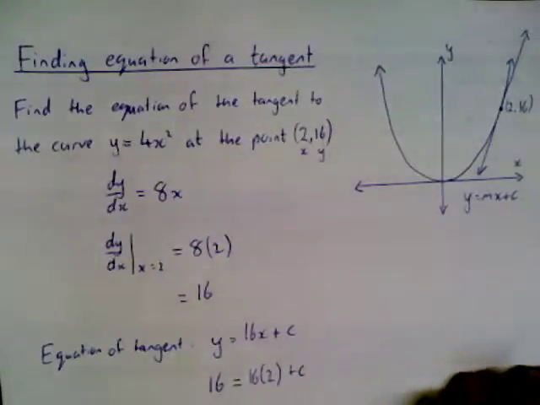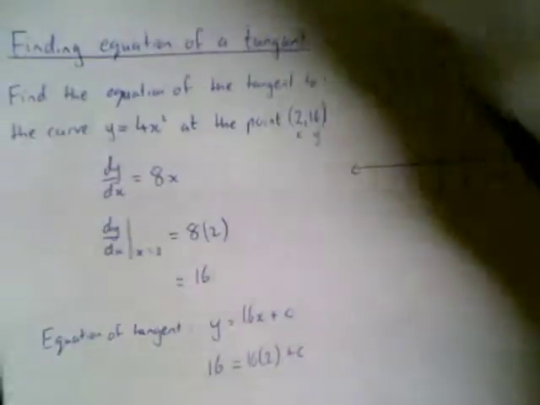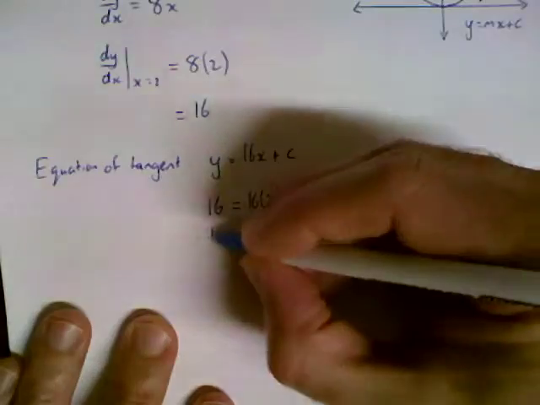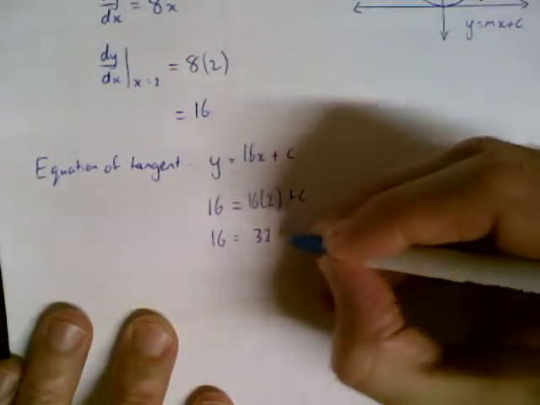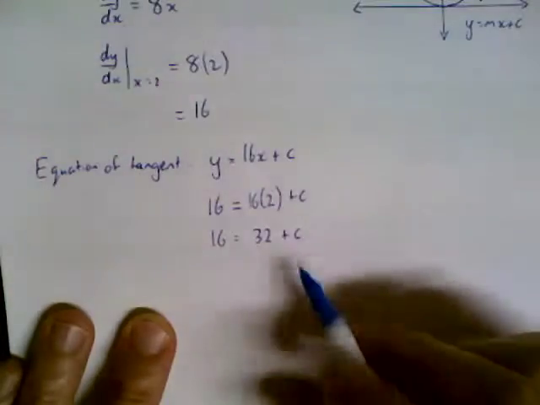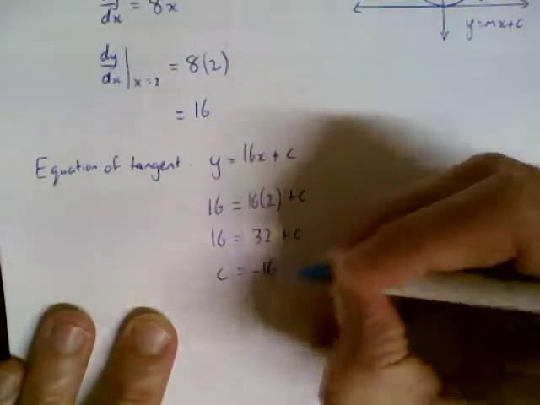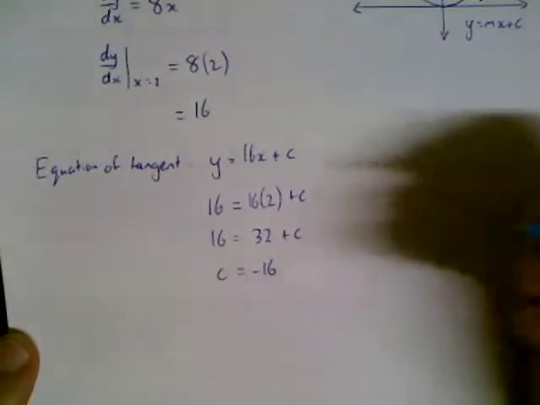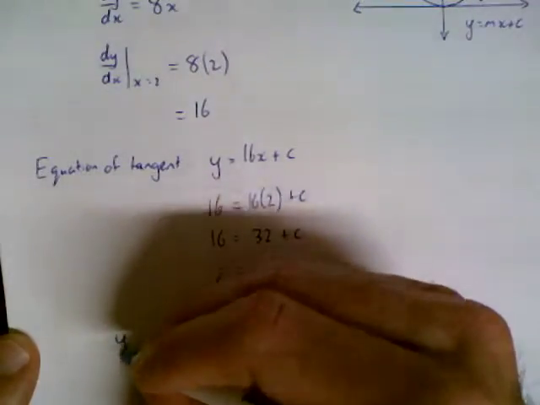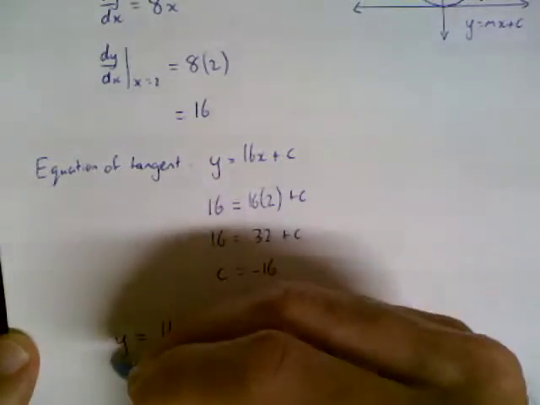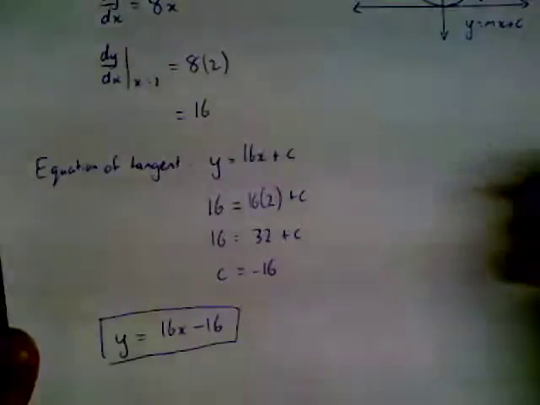We end up with 16 equals 32 plus c. Therefore our c value must be equal to negative 16. So we can now write out the equation of our tangent: y is equal to 16x, take 16. And there's our solution.